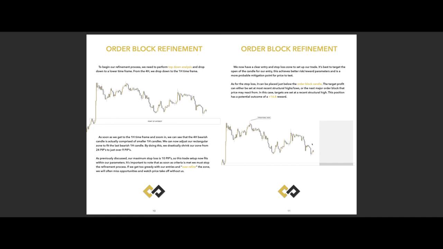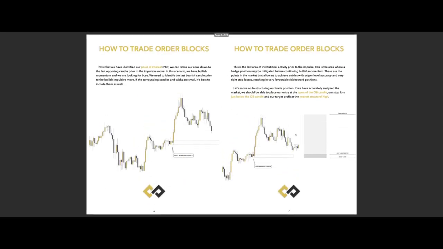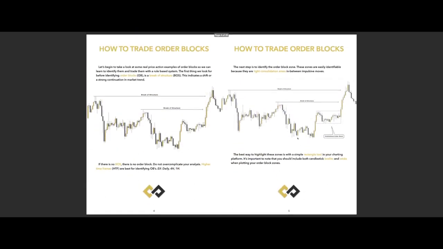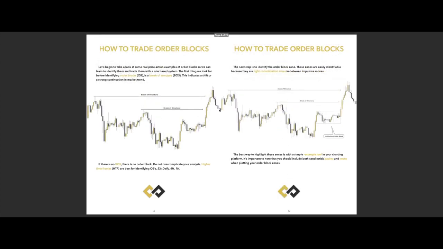So that's about all I wanted to go over with the ebook. Just a general idea of what order blocks are and how we can utilize them. And now we're going to dive into some real chart examples. I prefer going over the charts because I can move things around and really annotate with my mouse. So let's go into that.